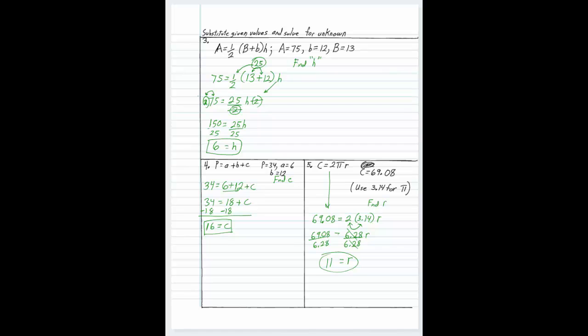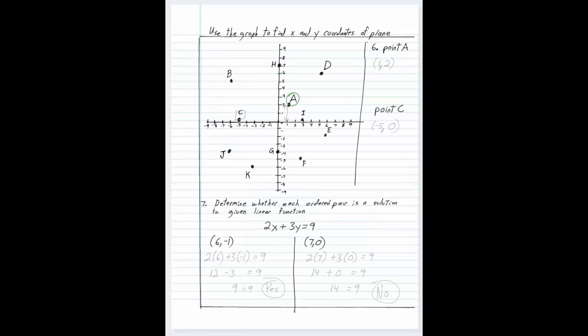For number 6, we have a graph, and we would like to find the coordinates of point A and point C. Let's do point A first. I see point A is right here. Starting at this point, if I draw a line going straight down, I'm pointing at 1. Specifically, x equals 1. And when I draw an arrow going across, I'm pointing at 2. Specifically, y equals 2. So for point A, the coordinates are (1, 2).